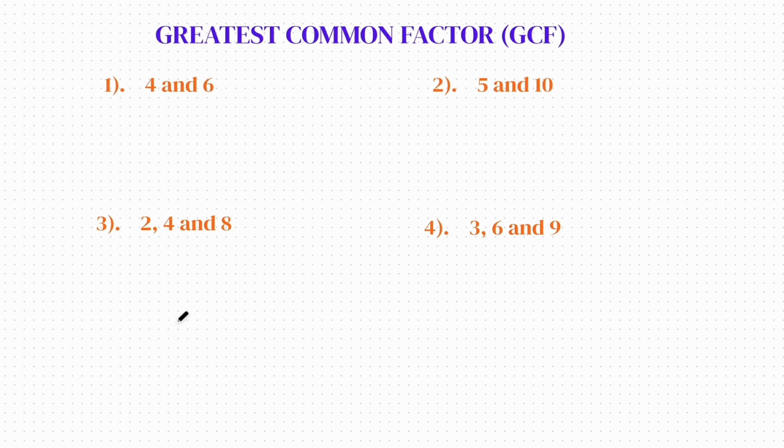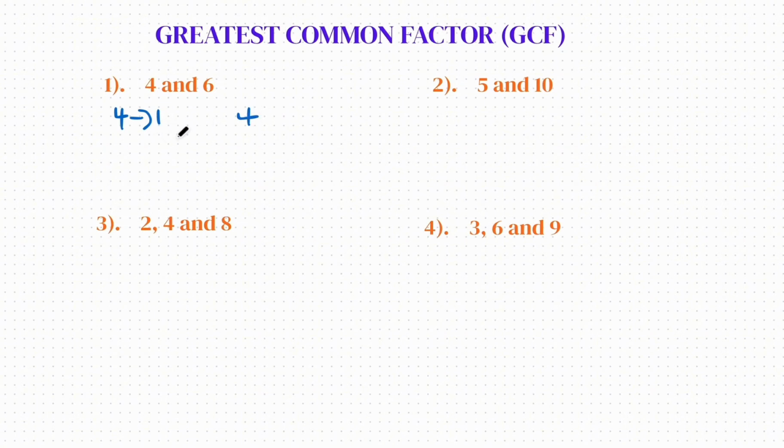So the first one asks us to find the GCF of 4 and 6. So we're going to go ahead and list the factors of 4. What numbers when multiplied give us 4? We're starting off with 1 and 4 itself, because 1 times 4 gives us 4. So we write our 1, leave some space, and we write the 4. We're going to list the other factors in between the 1 and the 4.